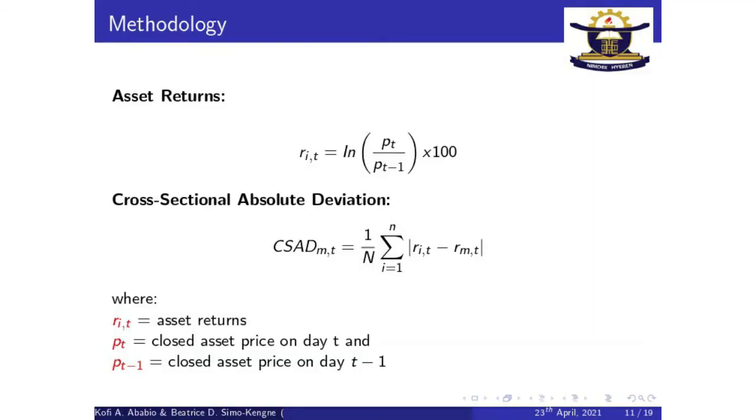Now, return was captured as the log of the price today divided by the price yesterday, times 100%. And the cross-sectional absolute deviation is captured as 1/n times the summation of the absolute value of the individual return minus the market portfolio return. So RIT is the asset returns, PT is the adjusted close asset price on day T, and last, PT minus 1 is the close asset price on day T minus 1.